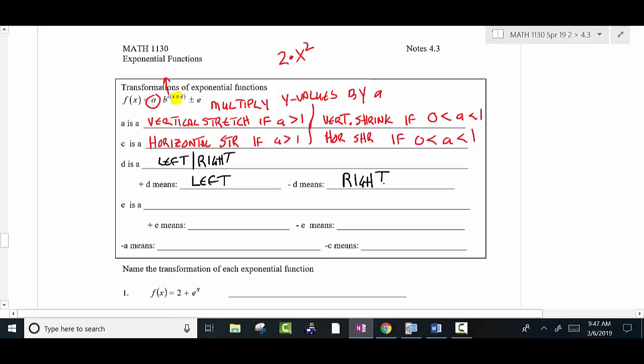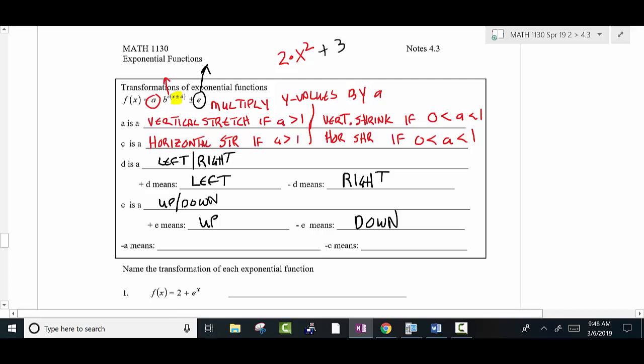Okay, and then the other thing is the E. The E is outside, so what does that do? That's up, down. That'd be just like where you have a parabola where you go plus 3, it moves everything up 3. So E is just up, down. If it's plus, it's up. If it's minus, it's down. So it goes like that, okay?